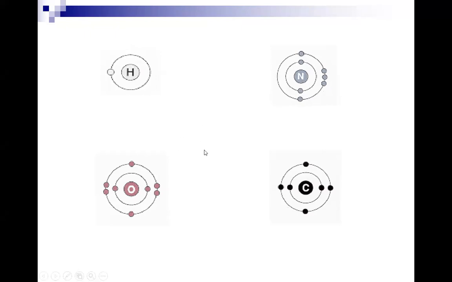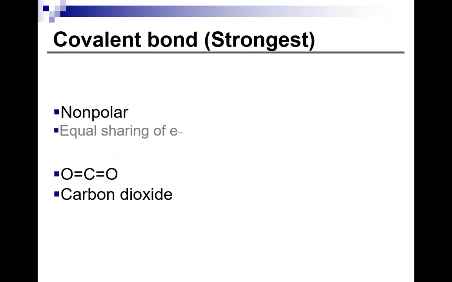Knowing where the electrons are is going to have an impact on both covalent and ionic bonding and how these different atoms come together to form molecules. So if we look at a covalent bond, it's the strongest of our bonds. There are basically 2 types of covalent bonds. We have nonpolar covalent bonds, and then we have polar covalent bonds. So nonpolar, when you see non, that means no, and polar means poles.